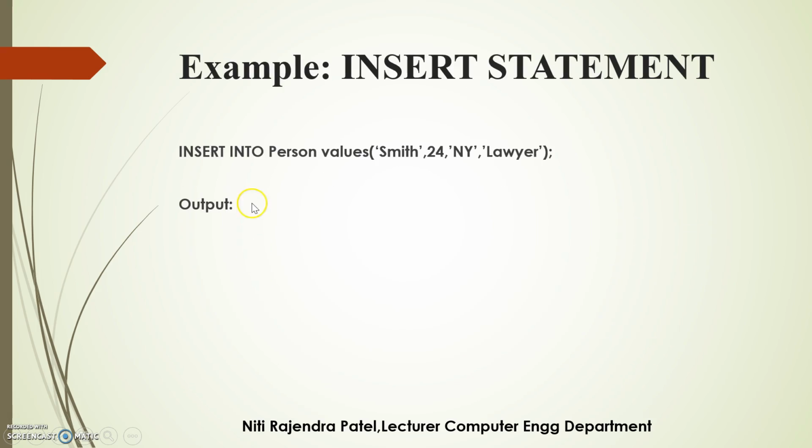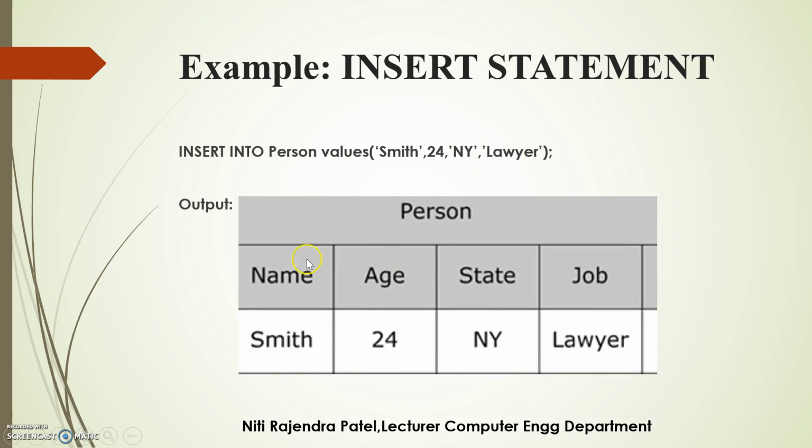For example, if into the person table I want to add the values Smith, 24, NY and lawyer, we'll add all the details in sequence according to the person table, that is name as Smith, age as 24, state as NY and job as lawyer. So the output is the value inserted into the person table: Smith as name, 24 as age, NY as state and lawyer as job.